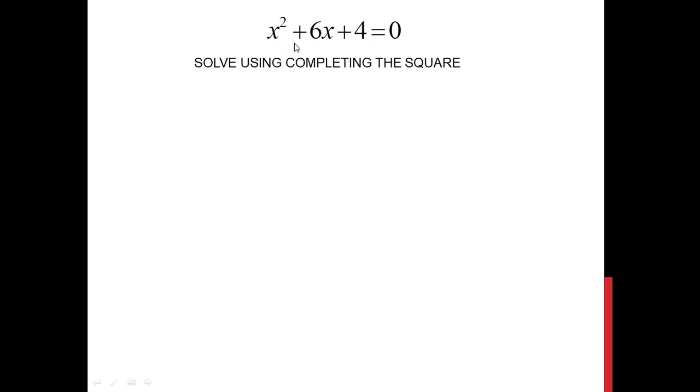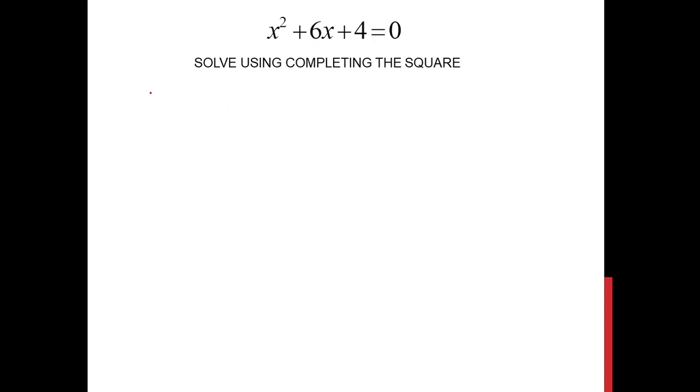So we have here x squared plus 6x plus 4 equals 0. Let's try to solve this one using completing the square. We cannot solve this one using the factoring method because there are no factors of 4 that we could come up with as 6. So the only way to solve this one is using completing the square or the quadratic formula. So how does completing the square work?